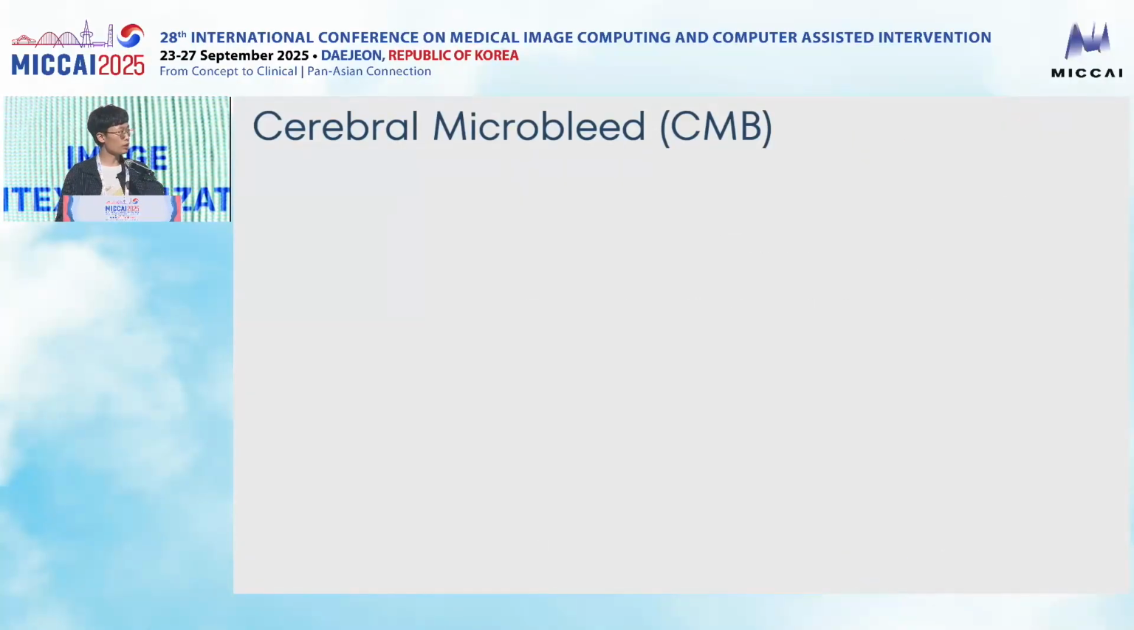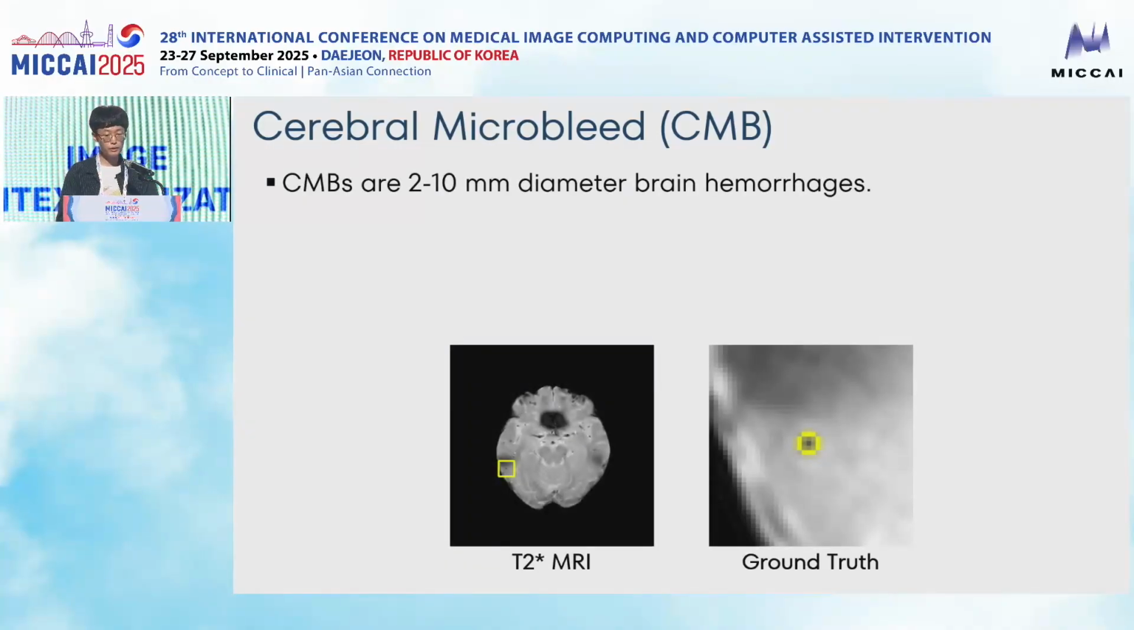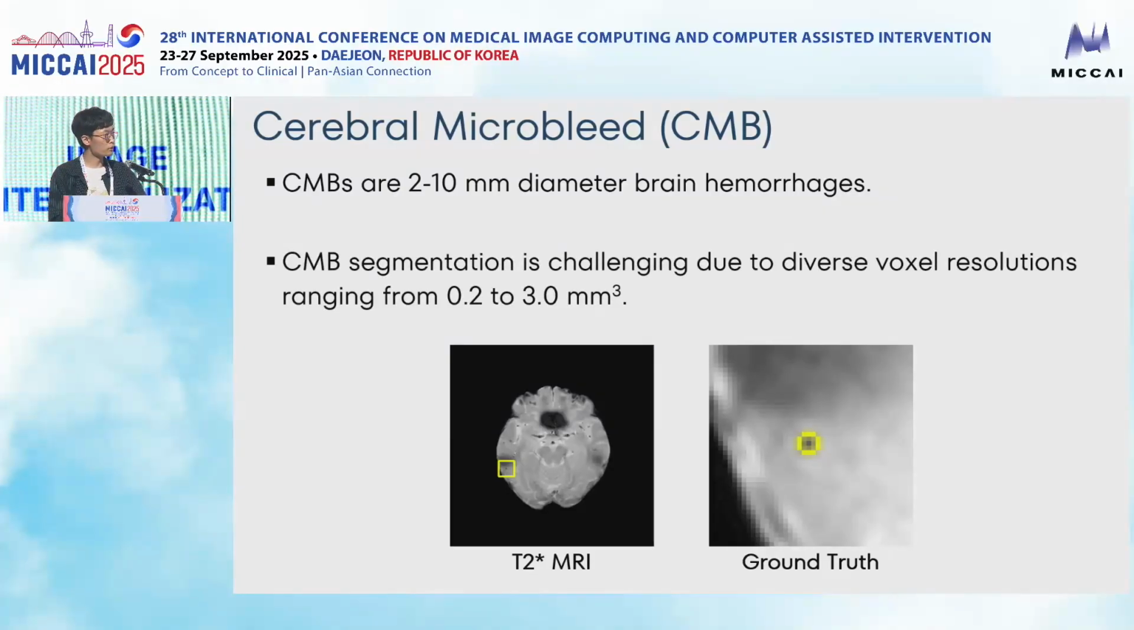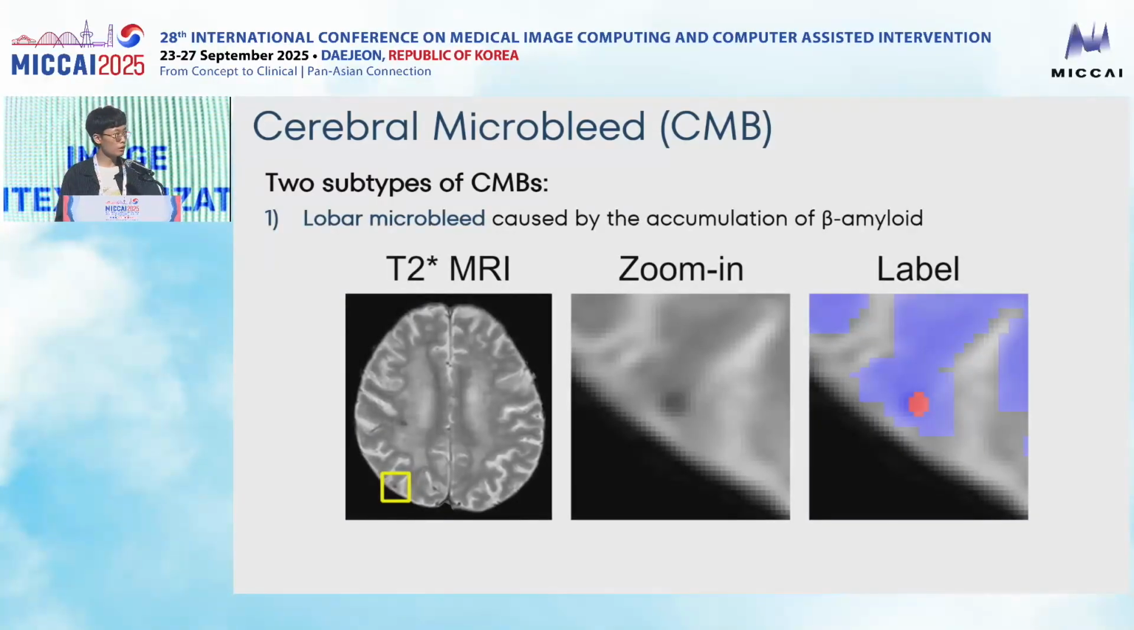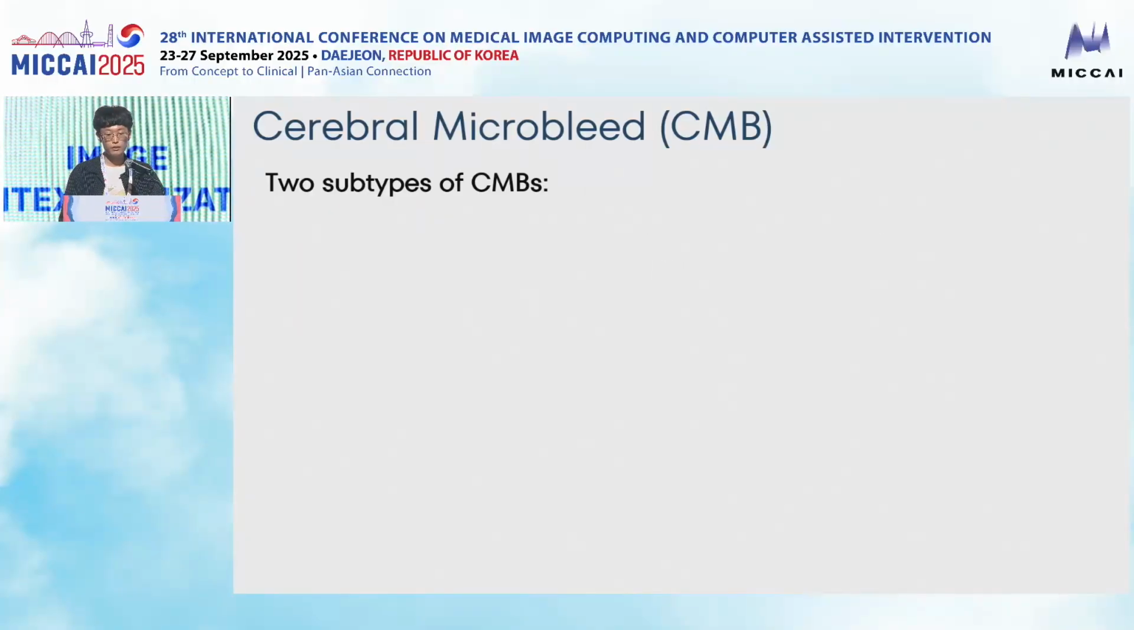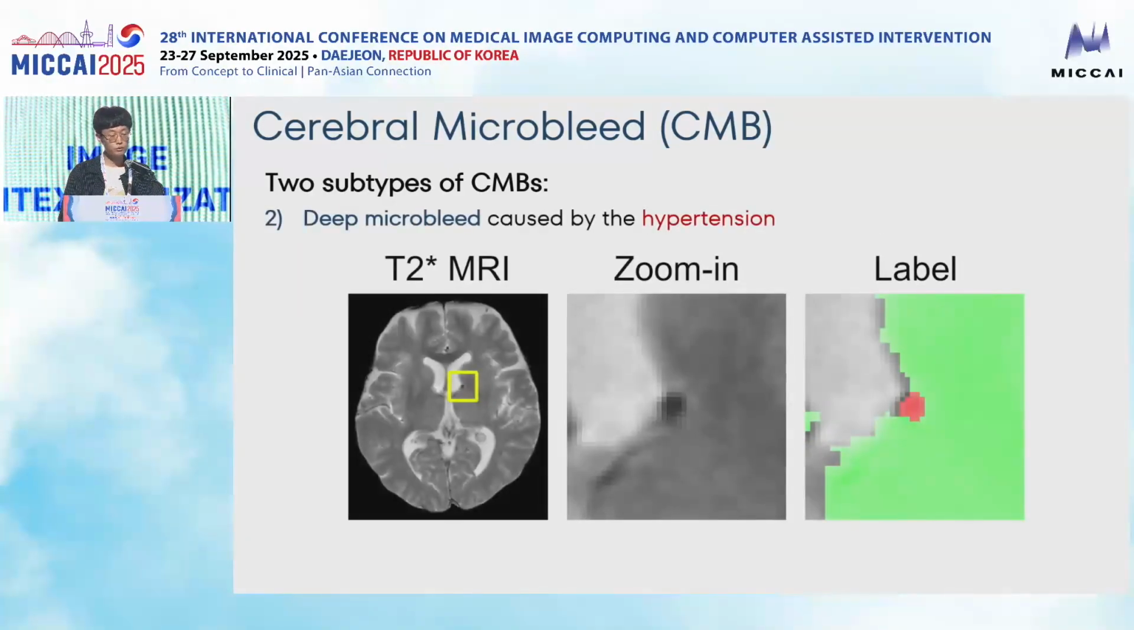So before we begin, what is cerebral microbleed, or in short, CMB? So CMBs are tiny lesions that appear as dark spots on T2 star MRI. CMBs are quite tricky to segment due to the small size and diverse voxel resolutions. What's often overlooked in previous studies is that there are two subtypes of cerebral microbleeds. The first one is a lobar microbleed, which is caused by the accumulation of beta amyloid on the vessel walls. The second one is a deep microbleed, which is caused by hypertension.